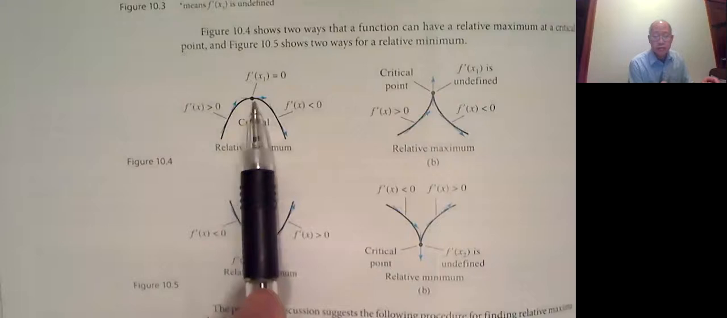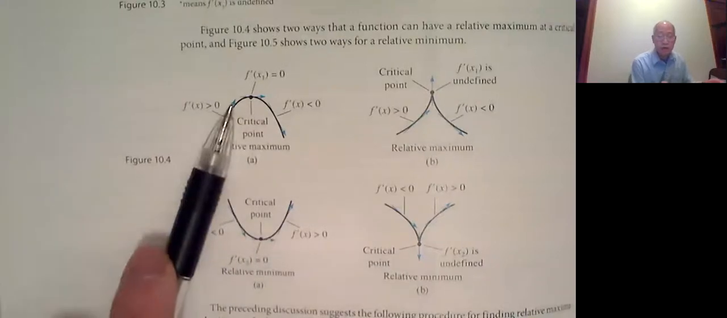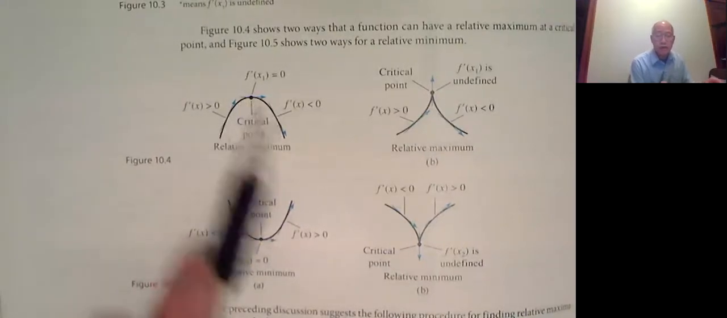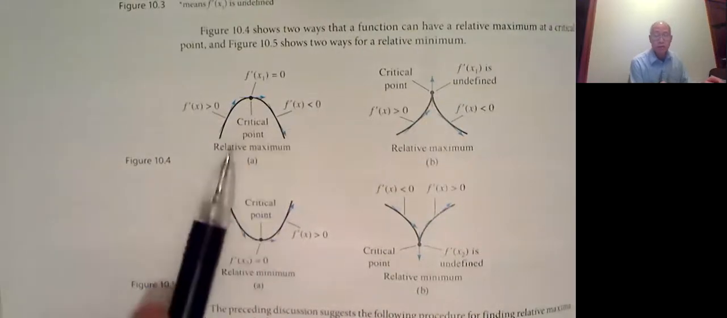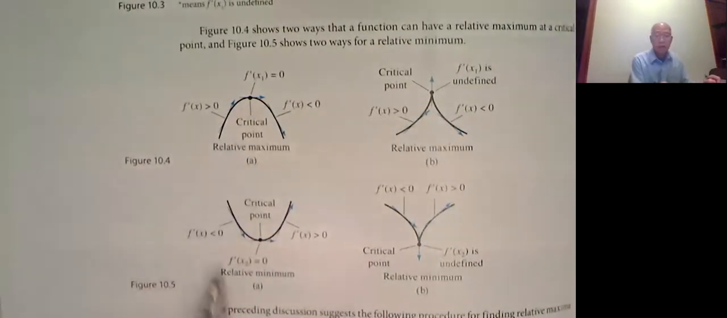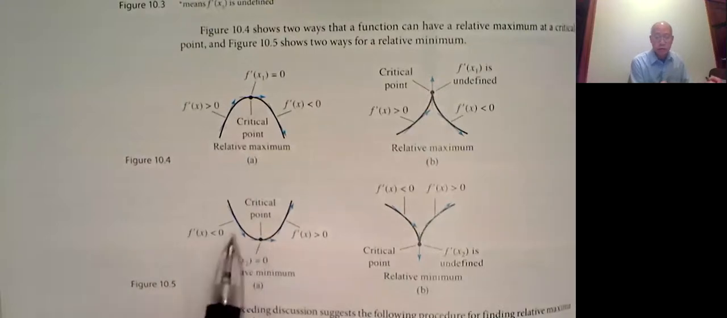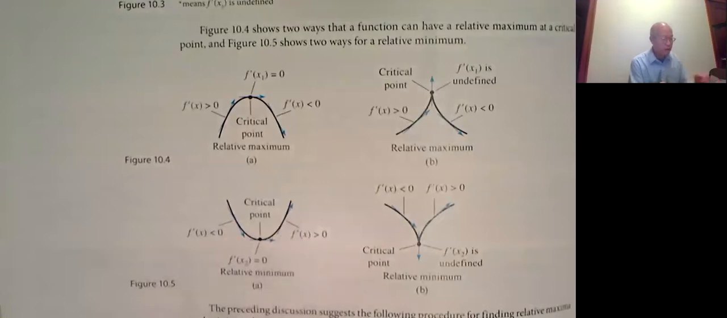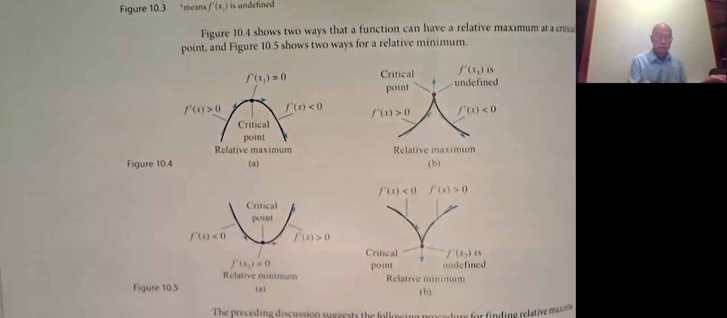Okay, what's true about a maximum? Well, if I come from the left, the function's increasing, slope is positive. And if I move a little bit to the right, the function's decreasing. That's what makes this a relative maximum. How about a relative minimum? Like this. Well, if I move a little bit to the left, the function's decreasing. And if I move a little bit to the right, the function's increasing. So that's what categorizes a relative minimum point.